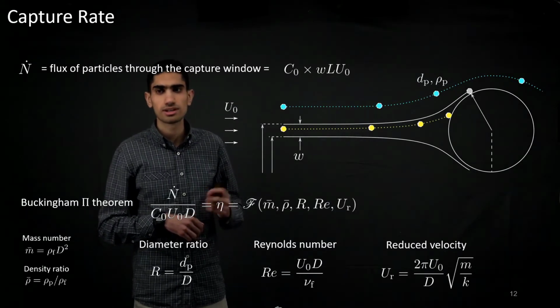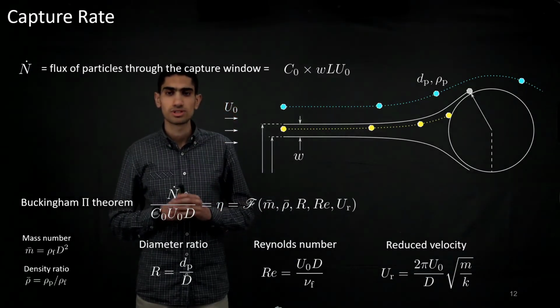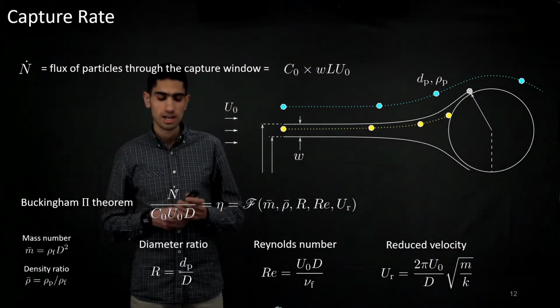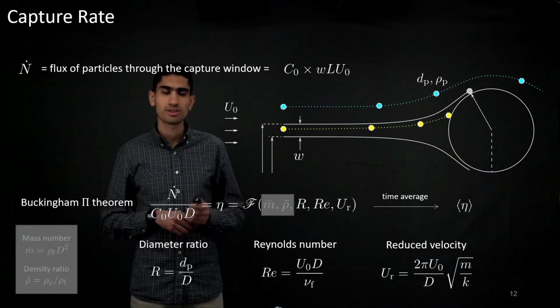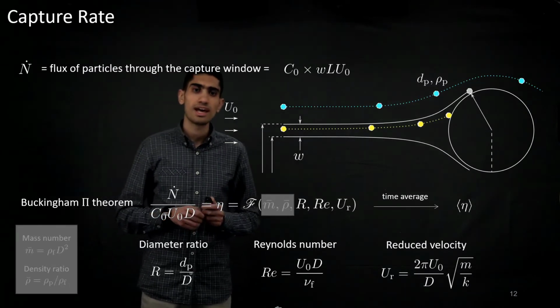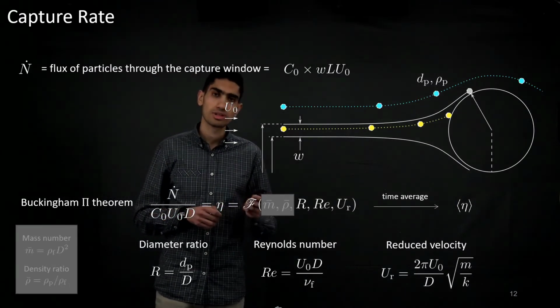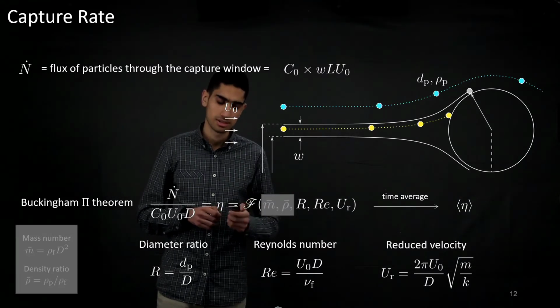And of course, this capture rate will depend on a lot of parameters, but we can reduce them to just 5 using dimensional analysis. We will simplify our problem further by considering only 3 parameters, which are the diameter ratio, the Reynolds number, and the reduced velocity. And we only take the time average of the capture rate, eta, the dimensionless capture rate.